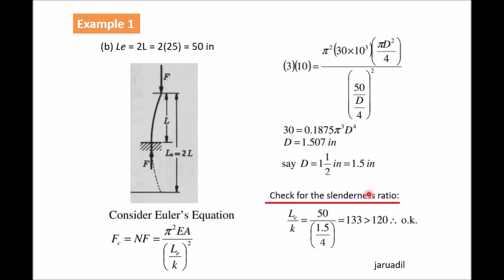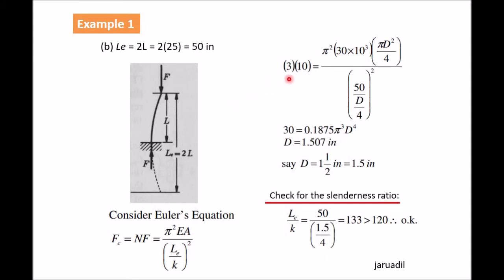Number 2, ang sabi doon, if one end is free and the other is fixed, so we will use this one. LE is equal to 2L. 2 times 25 is equal to 50 inches. Ito yung equivalent length natin. So, gamitin naman natin yung Euler's equation, which states that FC is equal to NF equal to pi squared EA divided by LE over K squared.